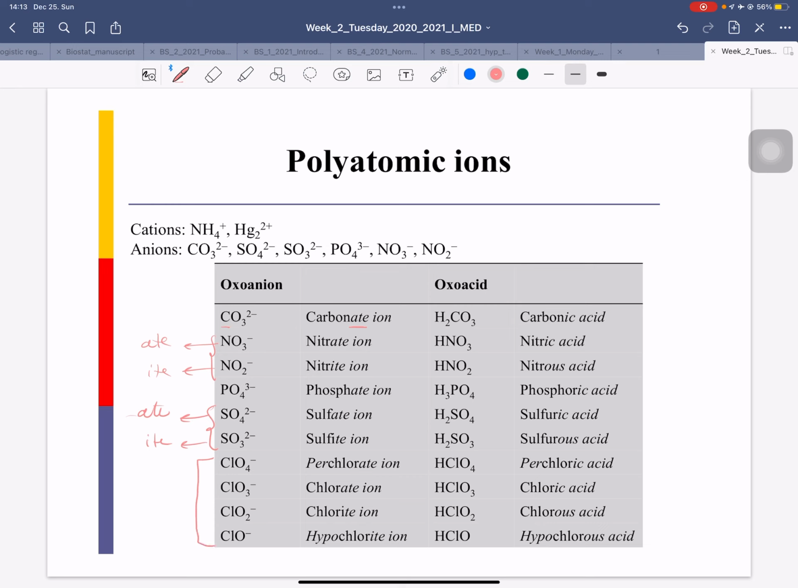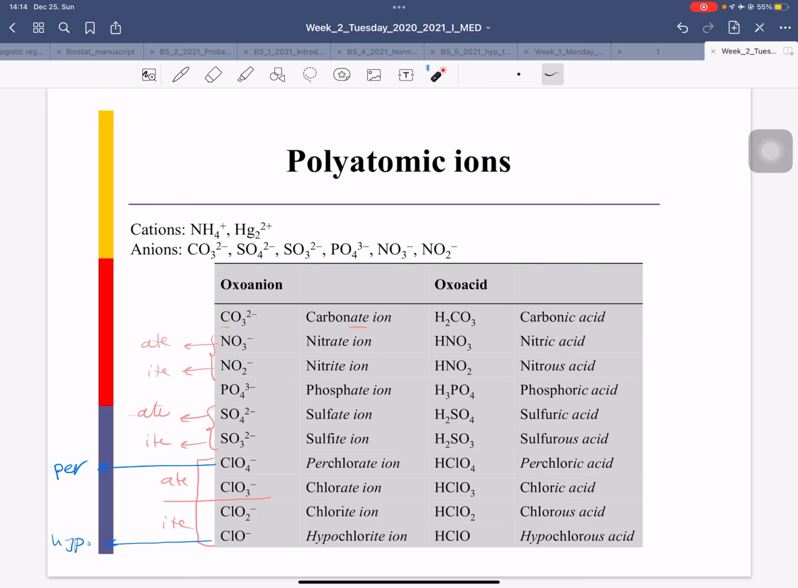For example, chlorine polyatomic ions: we have four examples. Two have the higher oxidation number, -ate, and two have the lower oxidation number, -ite. But the highest one accepts the prefix per-, and the lowest one accepts the prefix hypo-. Then hypochlorate, perchlorate, chlorate; both of them are -ate, and the second two lows are chlorite and hypochlorite.